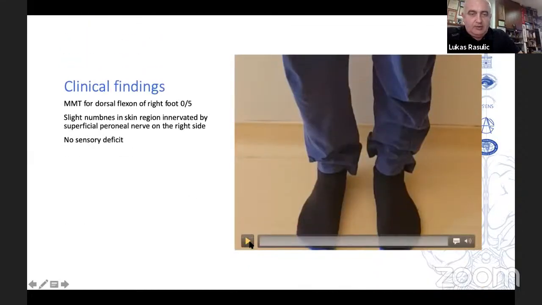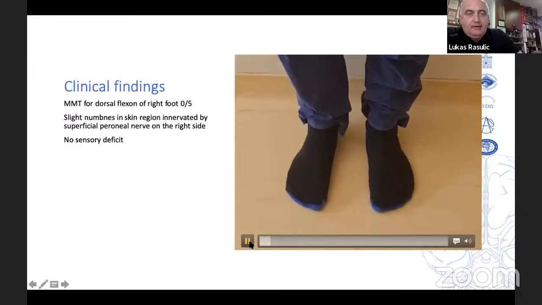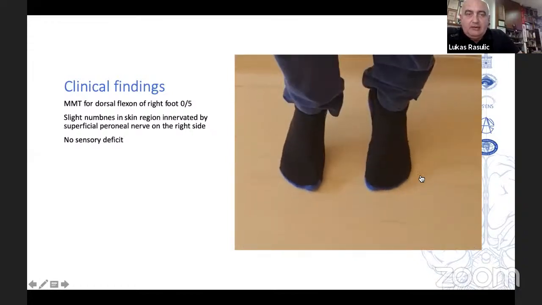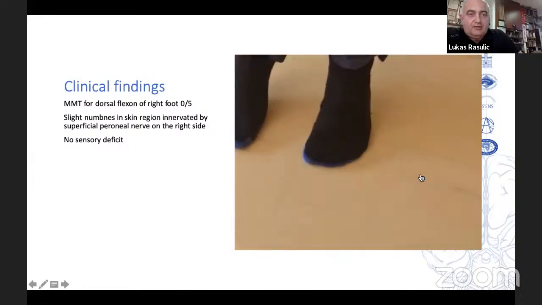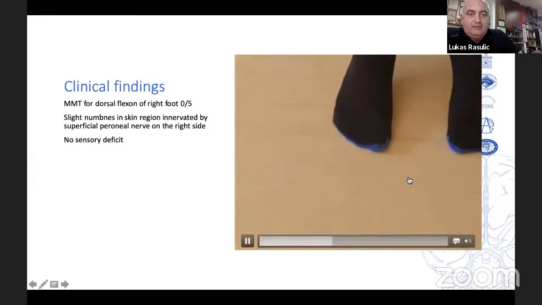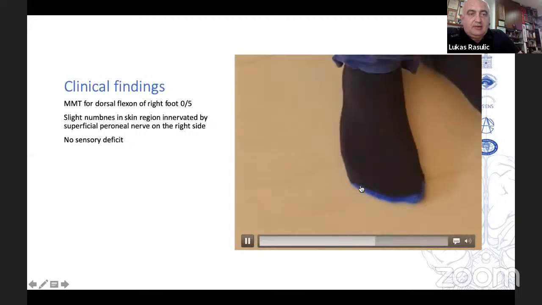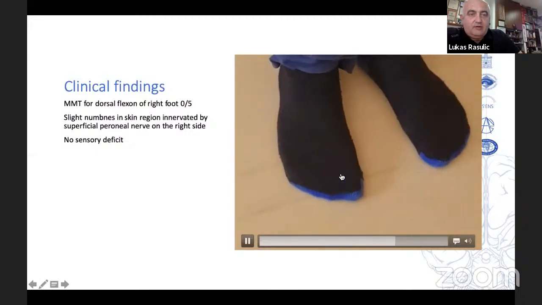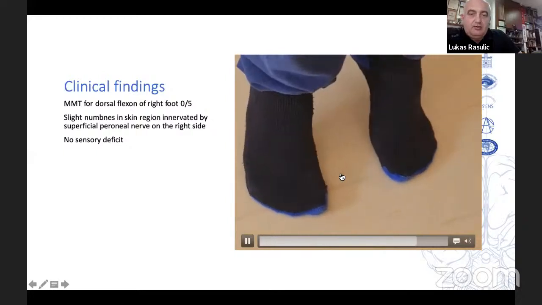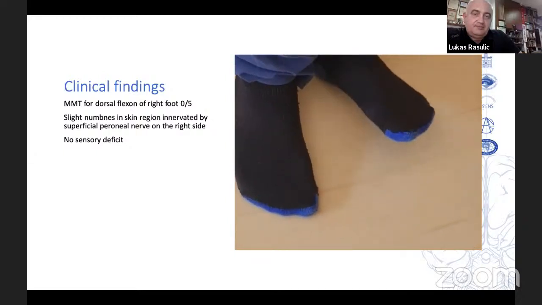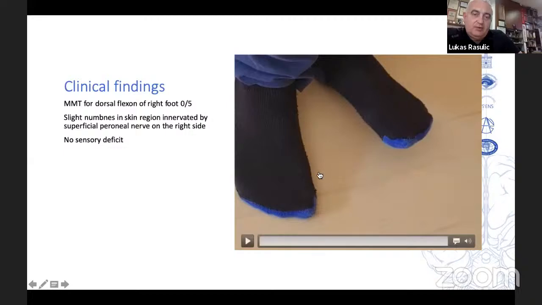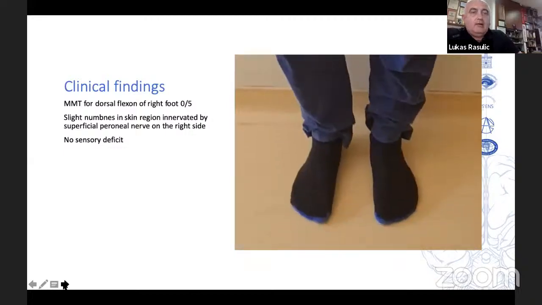This is how it works. Okay, stand on your toes. MMT for dorsal flexion on the right foot 0 out of 5. Now stand on your heels. Slight numbness in the skin region innervated by the superficial peroneal nerve on the right side, but no real sensory deficit. So you can see the foot drop is complete.